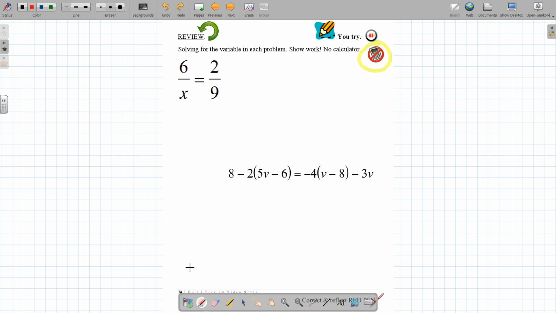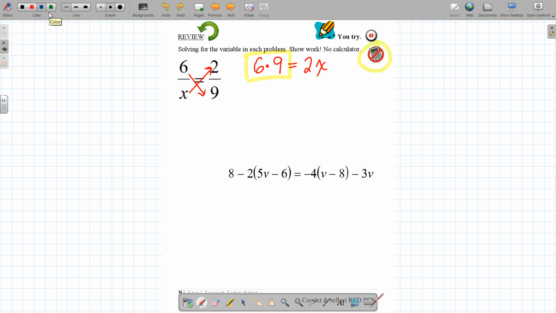We cross multiply, not cross cancel, so we're going to go like this, and that's 6 times 9 equals 2x. Why didn't I multiply? Because the key to multiplying is not multiplying. It's factoring. Listen carefully. The key to multiplying is not multiplying. It's factoring. Watch very carefully.